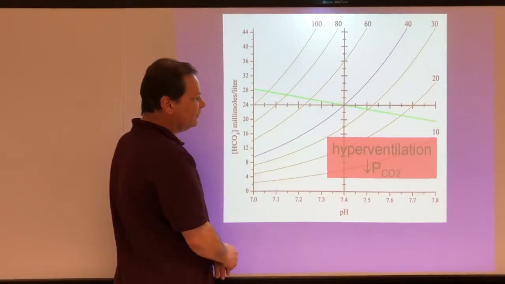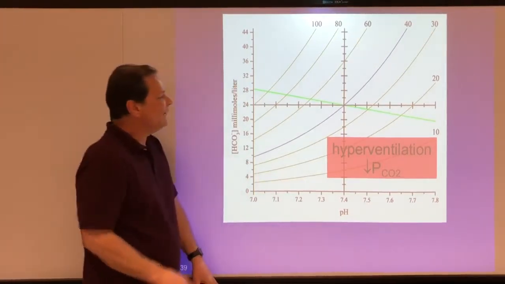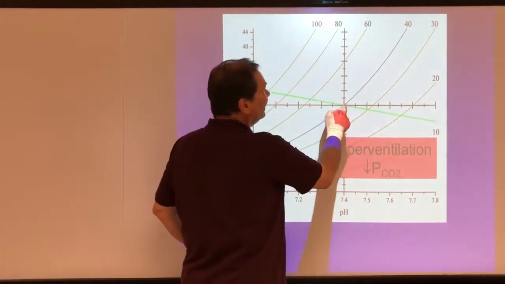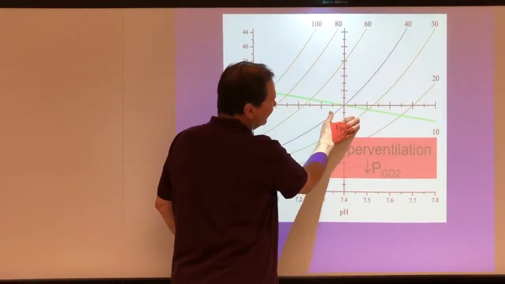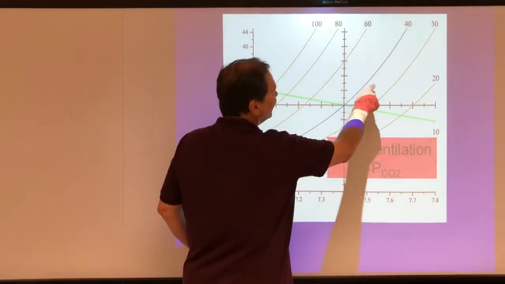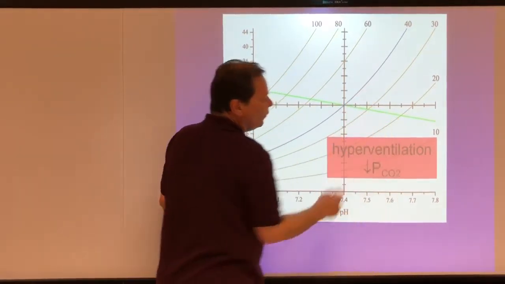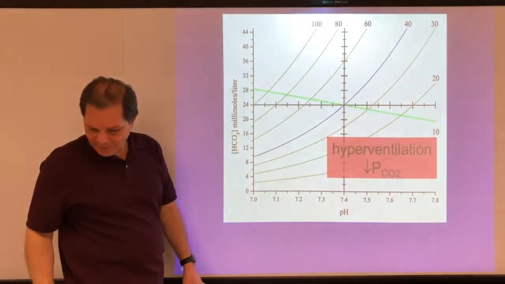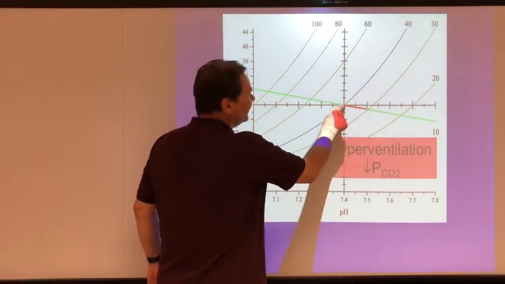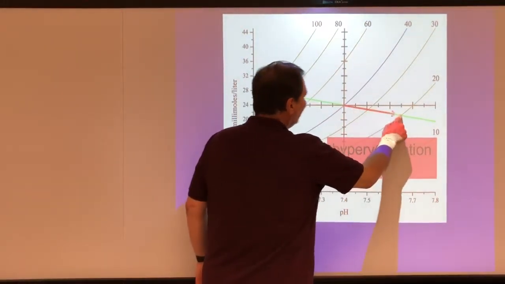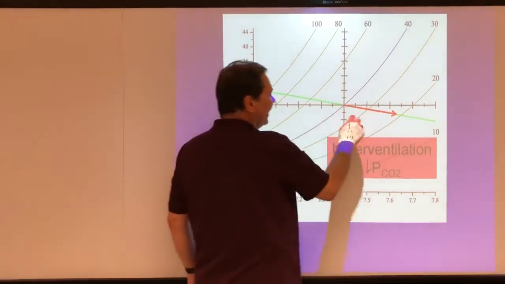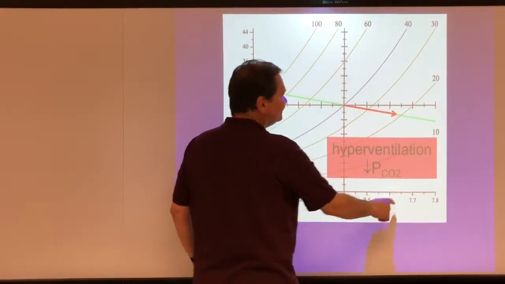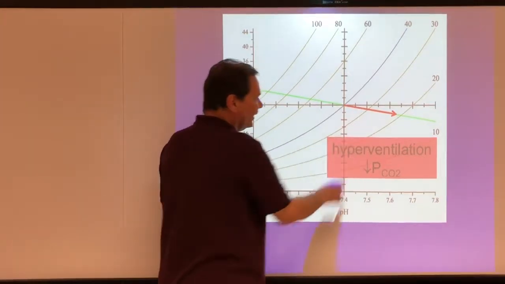What about hyperventilation? Let's say we increase our respiratory rate. Well, now we're going along the green line, but now we're blowing off CO2, so our partial pressure of CO2 goes down, and we're moving from 40 to 30 to 20. And we're doing that along the green line, so that now we are consuming bicarbonate. At the same time, our pH goes up, and our carbon dioxide goes down.